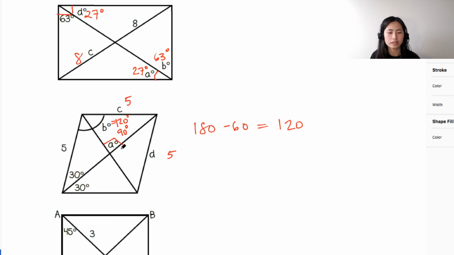Just so, if the question asks, say for example, what is this angle? This angle is also 90 degrees. This is also 90 degrees, and also this, because it's a perpendicular bisector. So all of your angles would be 90 degrees.